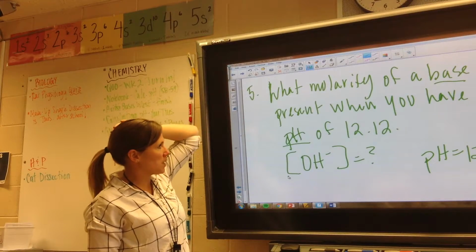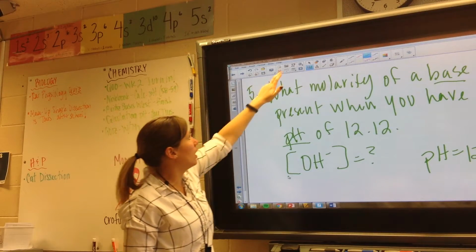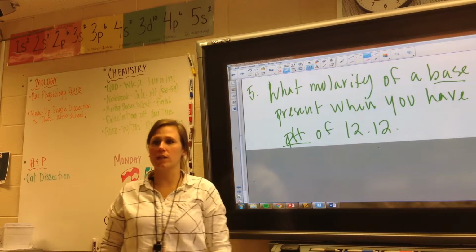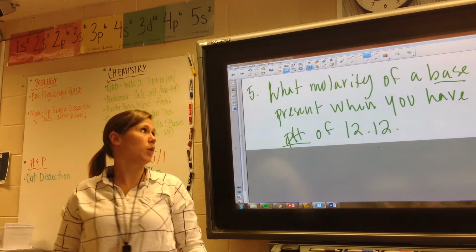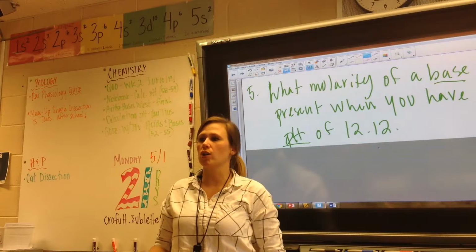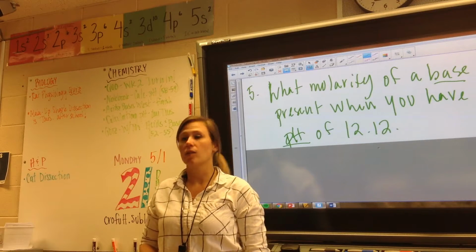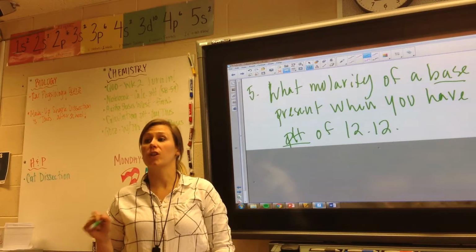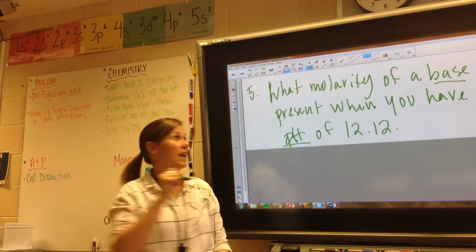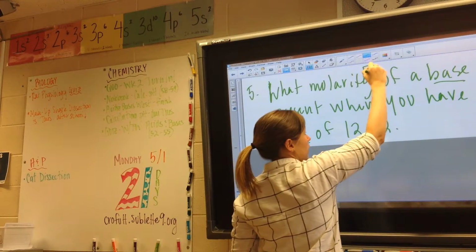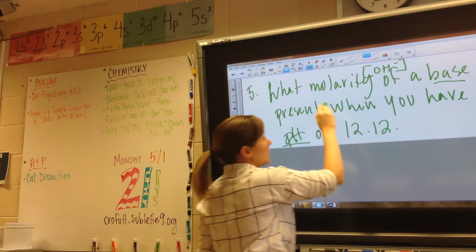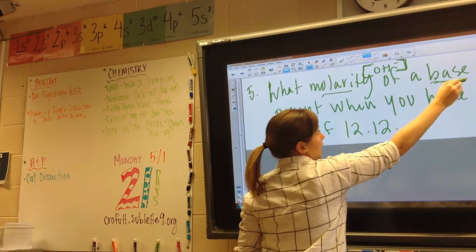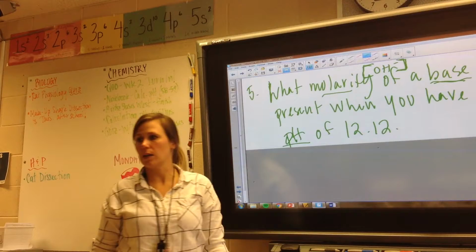What molarity of a base is present when you have a pH of 12.12? This is phrased a little bit differently for you guys. What molarity of a base? What concentration are we looking for? Not the pOH, not H plus. The brackets, right? Hydroxide. Because it's asking molarity of a base. Remember that these brackets mean molarity, and we're looking at a base. A base contributes hydroxide, OH.